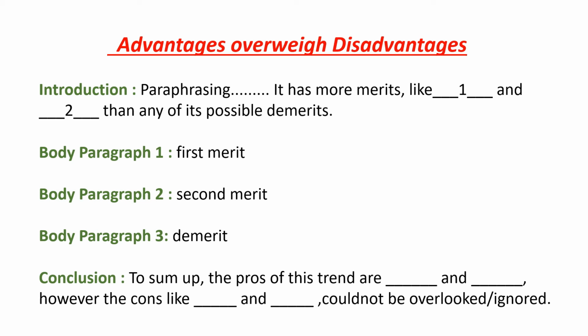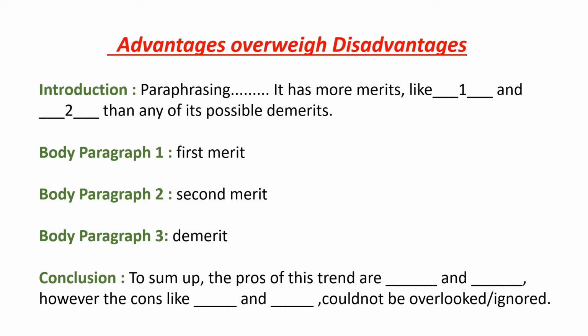For the introduction, first of all, you have to paraphrase the question line, and after that add the thesis line: as it has more merits like dash and dash than any of its possible demerits. Remember, if according to you the merits are more, then you have to write it has more merits than any of its possible demerits, and if you think the demerits are more than the merits, then you have to write it has more demerits like dash and dash than any of its possible merits.